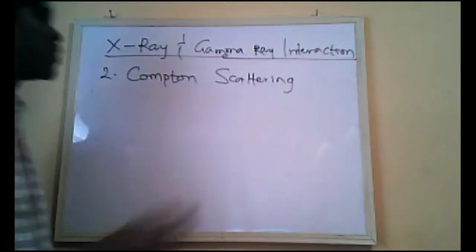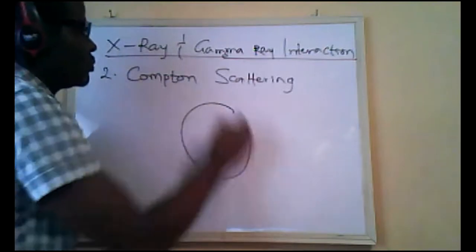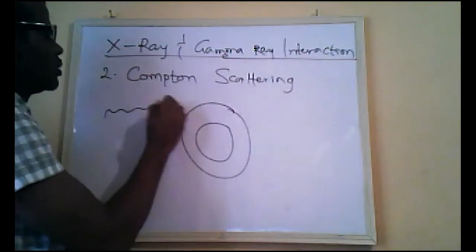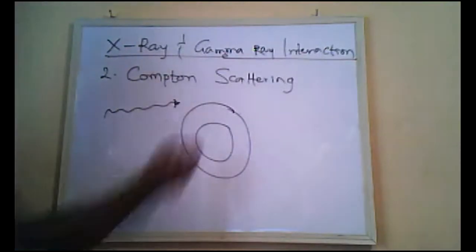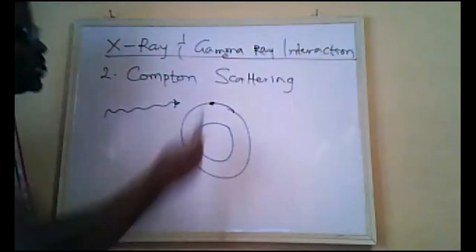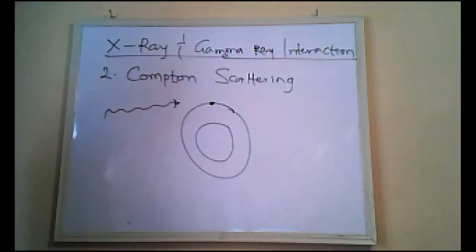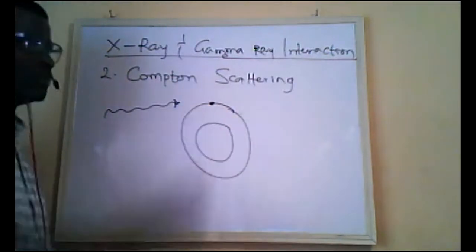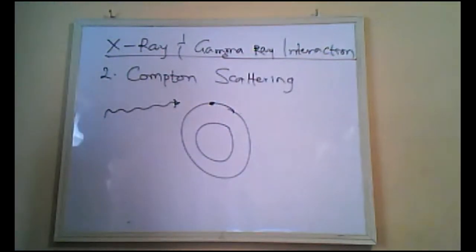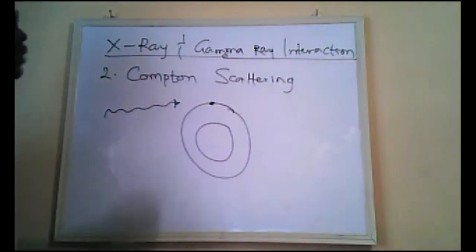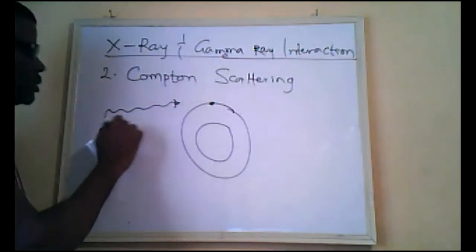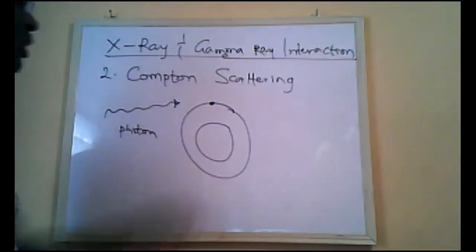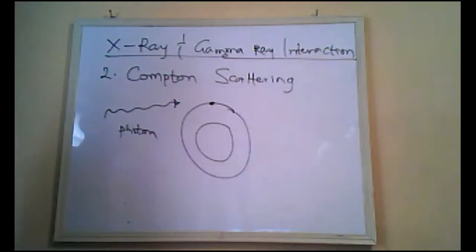Compton scattering has to do with a photon interacting with an essentially loosely bound outer orbital valence electron. Now this electron is the valence electron on the outside. We have a photon, which can be an X-ray or gamma ray, coming in. It interacts with this electron, and it then knocks it off.